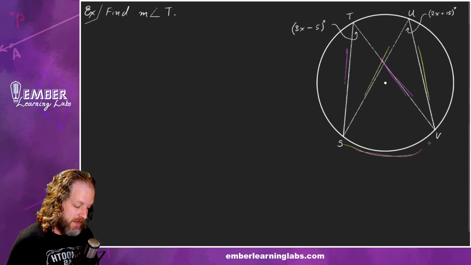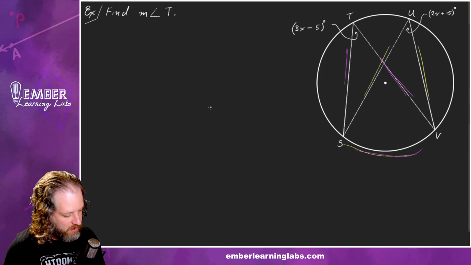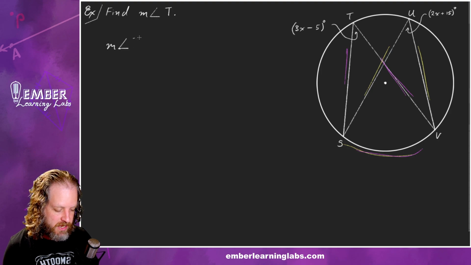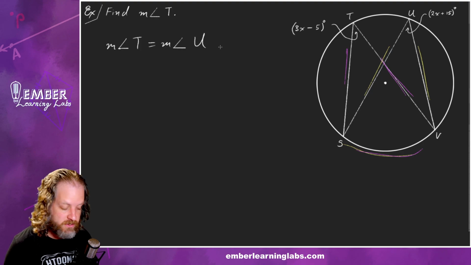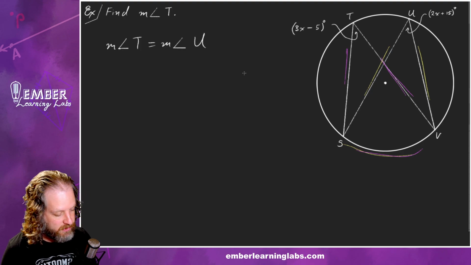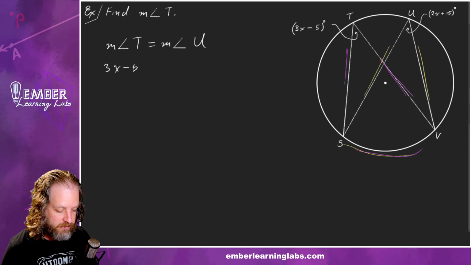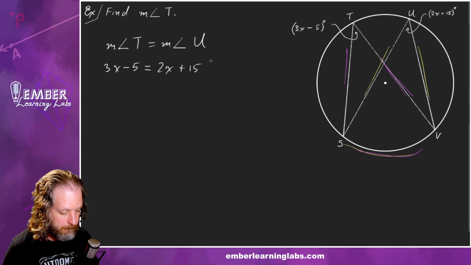So since they both intercept the same arc, that means that angle T is congruent to angle U. So let's write that: the measure of angle T equals the measure of angle U, because of the theorem we just learned, right? And so let's set these two expressions equal to each other. So 3x minus 5 equals 2x plus 15.